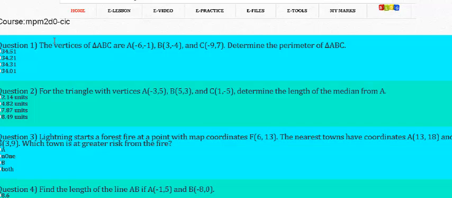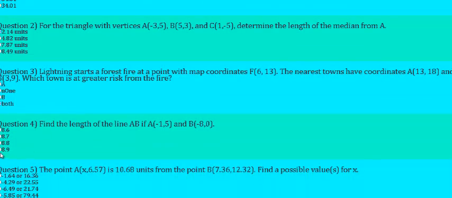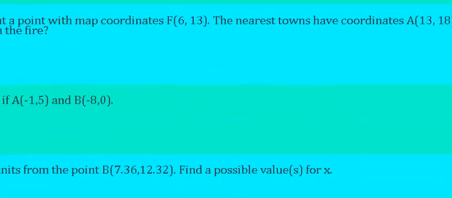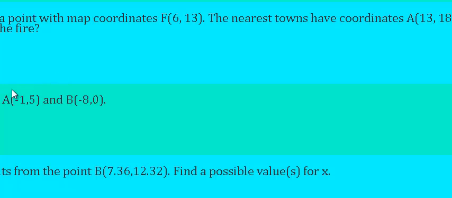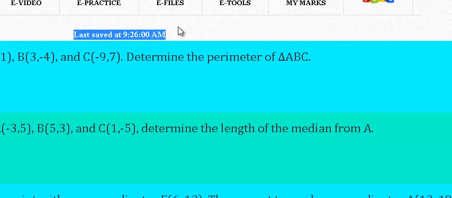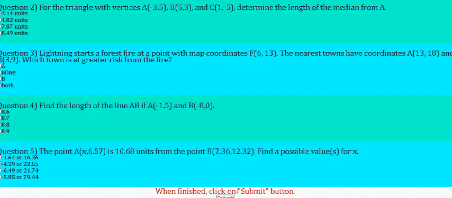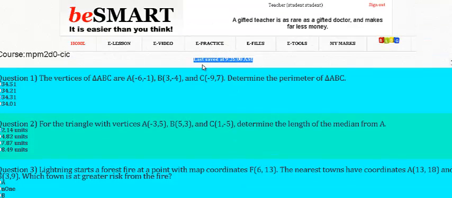So for instance, the first question, the vertices are this one, determine the perimeter. You select the correct answer that you think is right, and that's how it's done. And remember, this automatically saves it every, I don't know how many seconds, so you do not need to save it at the bottom. This is going to be saved automatically.